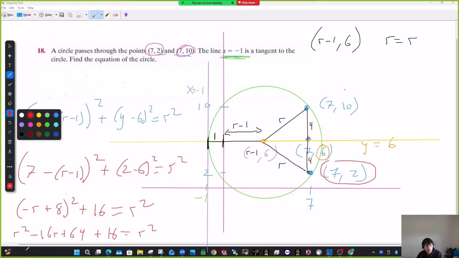We're only going to get one value for r here because our r squareds cancel. If I can get another color. R squareds cancel, so you have minus 16r plus 80. Let me write that out. Minus 16r plus 80 equals 0. So then r equals, what's 80 divided by 16? 5. So r is 5.